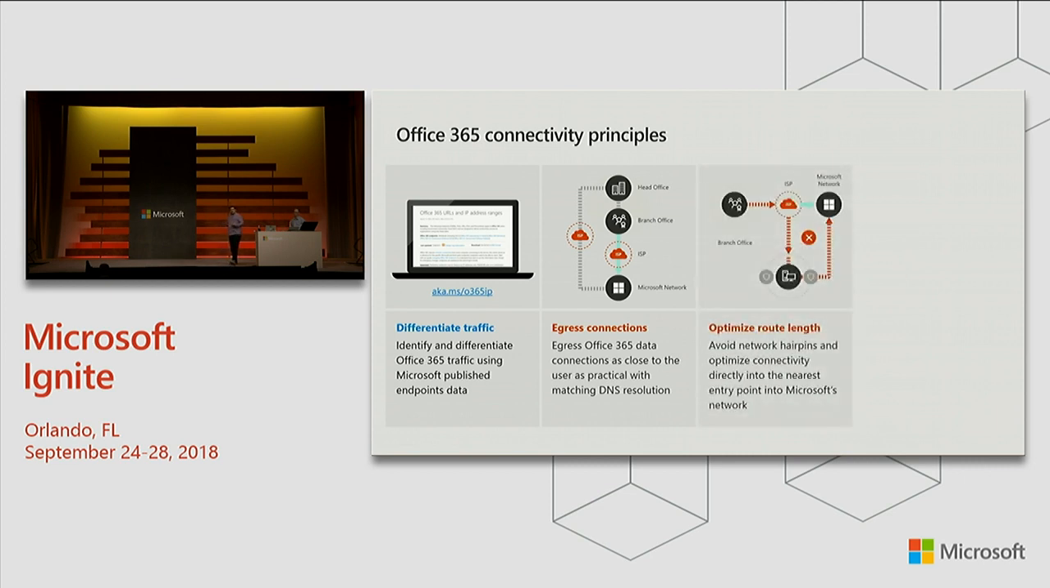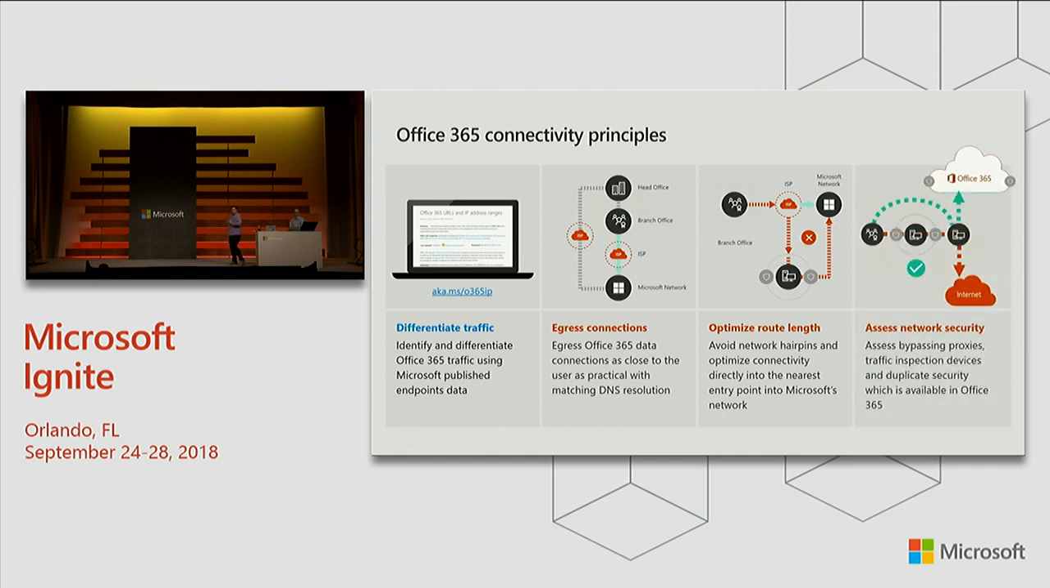These two I'll talk to as one. Egress your connections as close to the users as possible. So once we've identified that important traffic, egress them as close to the user as possible, optimize the route length onto Microsoft's backbone, and avoid hairpins like our VPN connectivity was a hairpin.